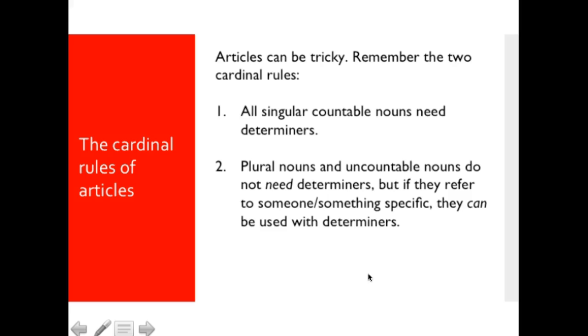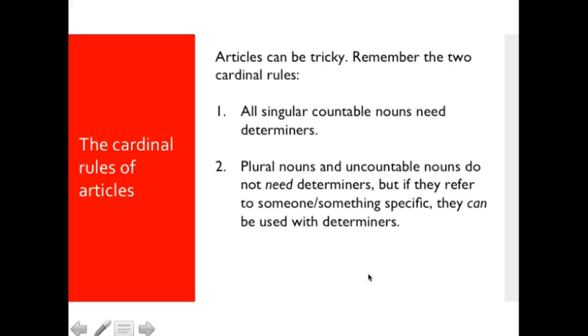Learning articles can be tricky, and there are two rules to remember. One is that every noun that is singular and countable needs a determiner. So a hat, for example, is countable. We can count hats. Versus weather is a noun, but you can't count weather. You can't say we have 5 weathers. So anything that is singular and countable.